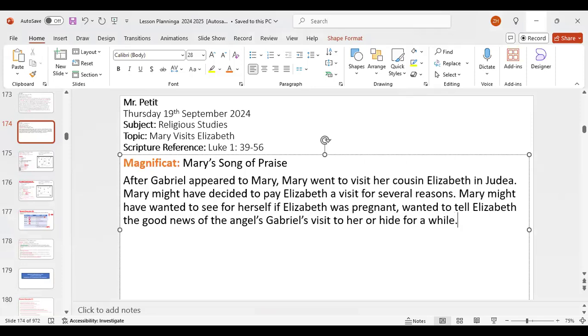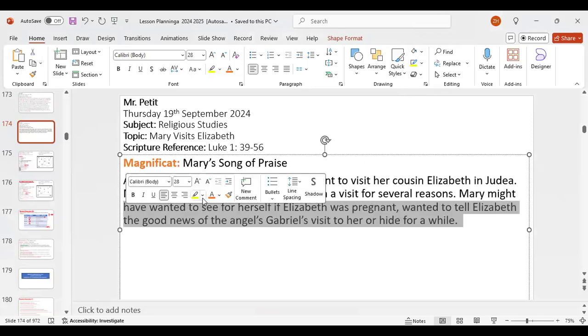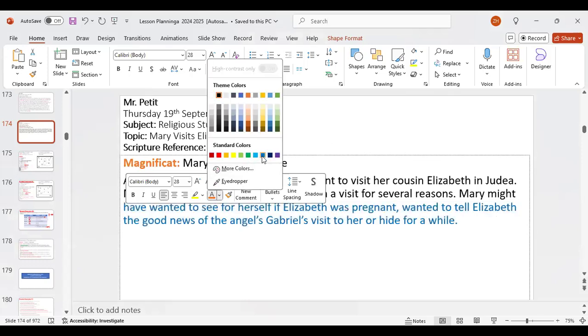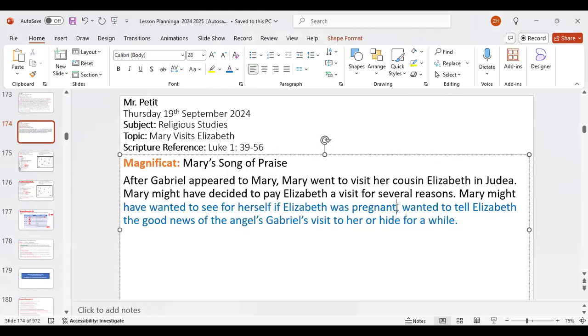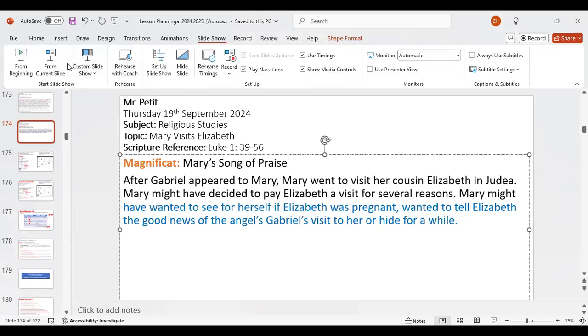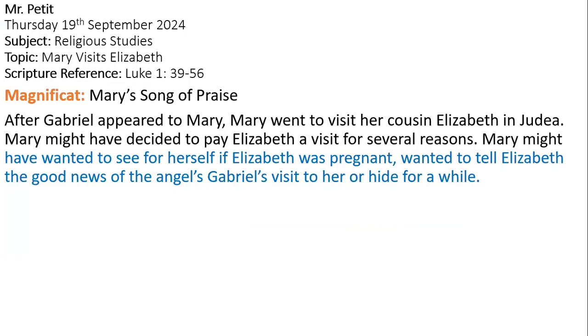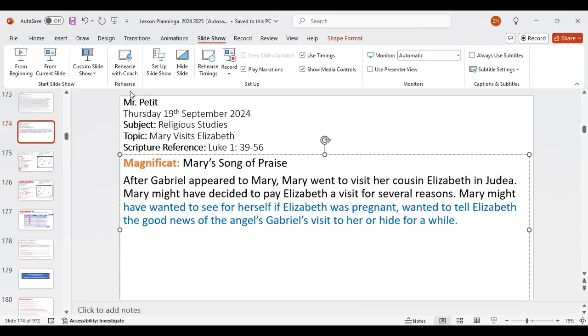So those are three possible reasons why she probably had gone: to see or to verify for herself that Elizabeth was pregnant, to tell Elizabeth the good news that the angel had told her about her pregnancy, and also maybe to hide from all of the mockery, the scorn, and the embarrassment of the situation with her. People just might not really understand what's happening.